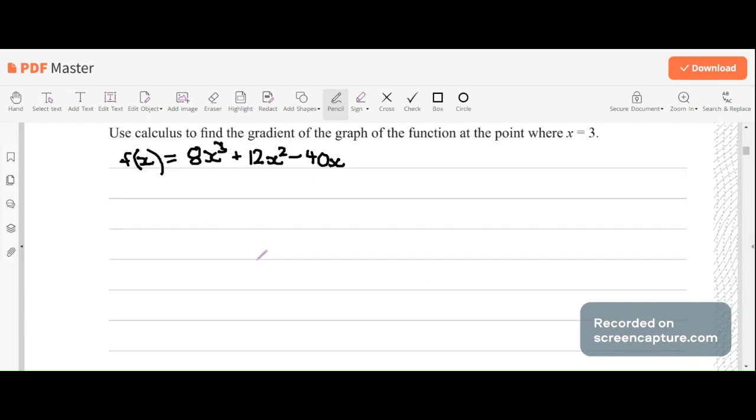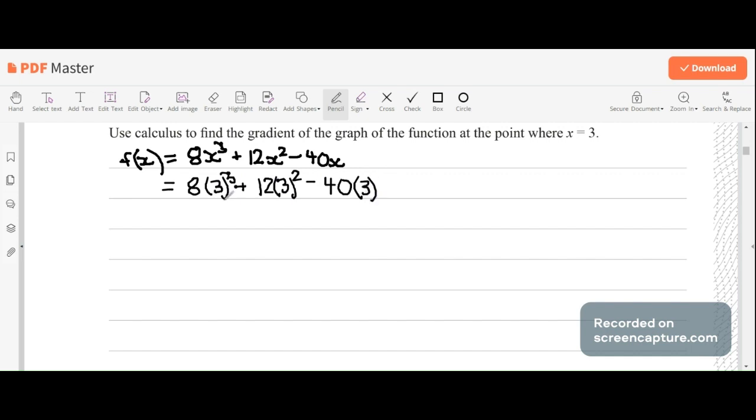Okay, following this, we need to find what the gradient of the function is when x equals 3. So if we substitute 3 into here, we should get our answer. So 8 times 3 to the third power, plus 12 times 3 to the second power, minus 40 times 3.